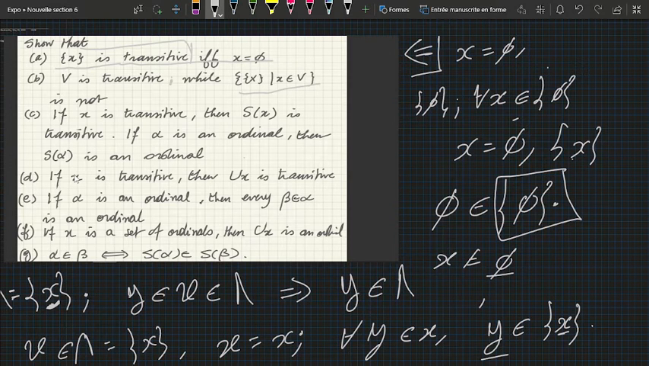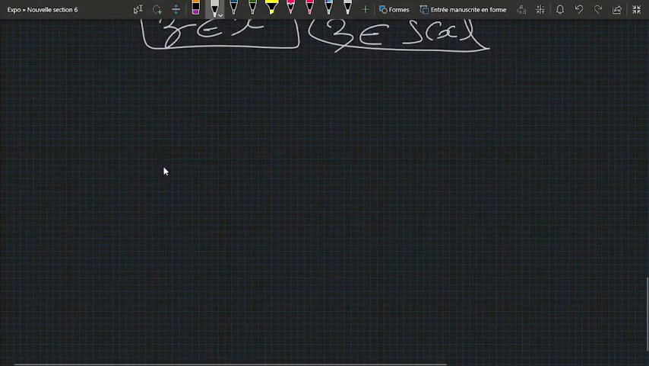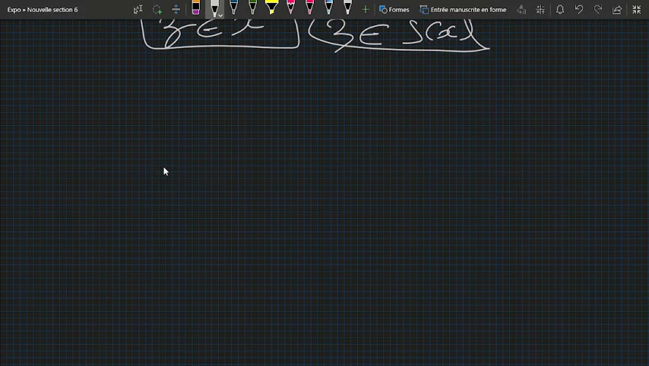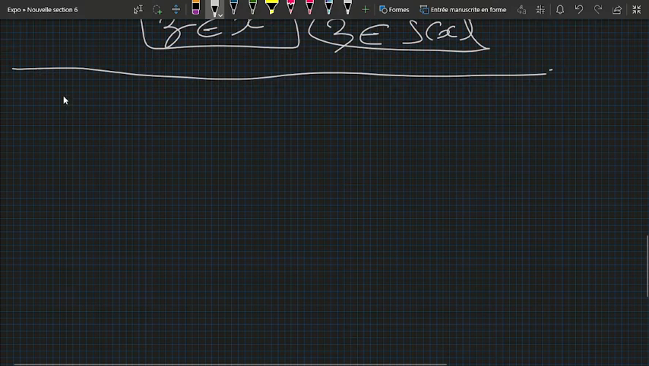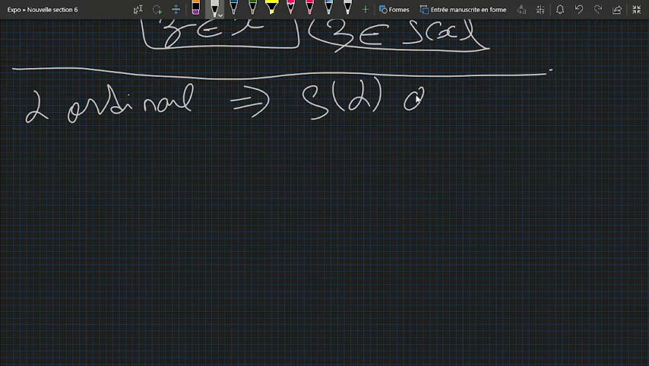So we're in C now. We must prove that if alpha is ordinal, then S alpha is an ordinal. What is an ordinal? It's just a transitive set in which all its elements are transitive. So alpha is ordinal. We must prove that S alpha is also ordinal.